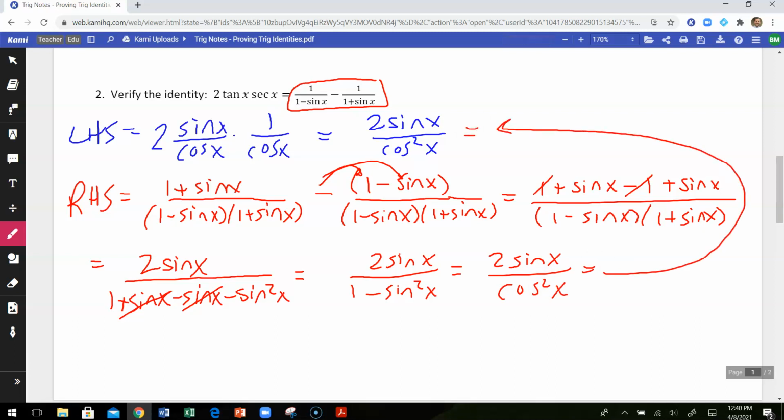So I'm just going to put equals, I'm going to draw an arrow, and I have the logical steps connecting the left and right side. That's the goal. That's what we want to do. Always looking to get those left and right sides connected. Using identities, changing things to sines and cosines, using algebra skills like adding and multiplying fractions, things like that. Those are going to be the skills that you need to prove trig identities.